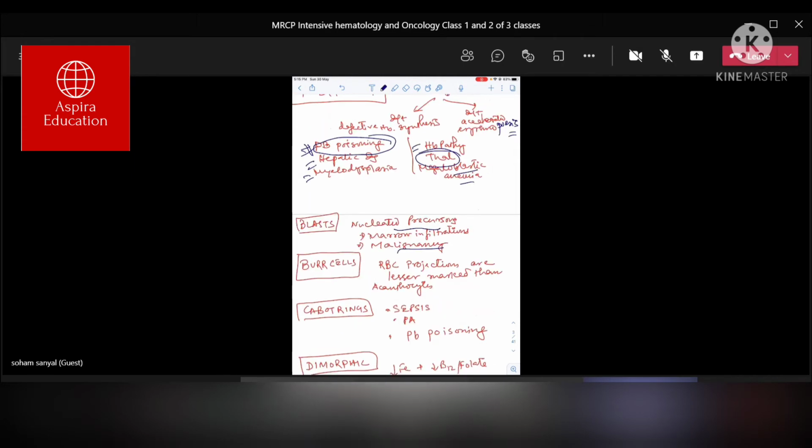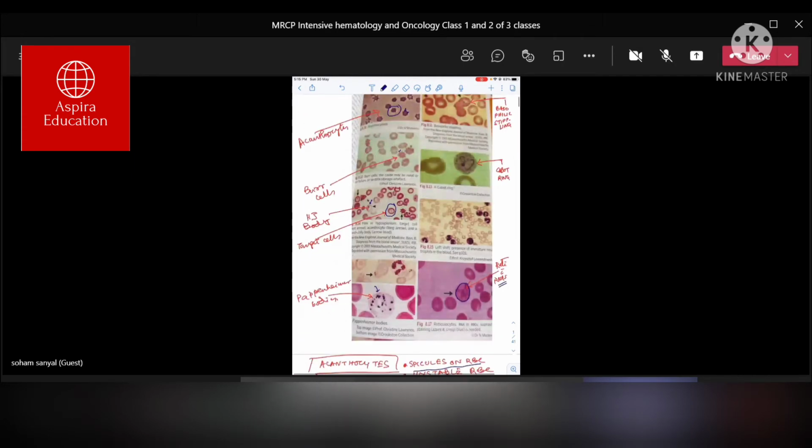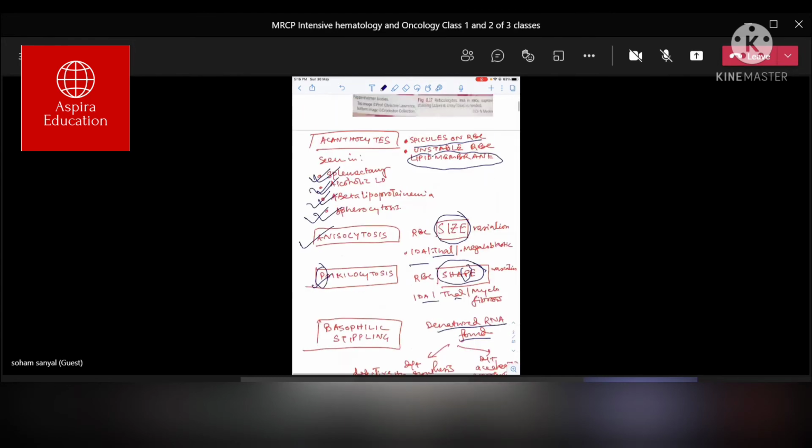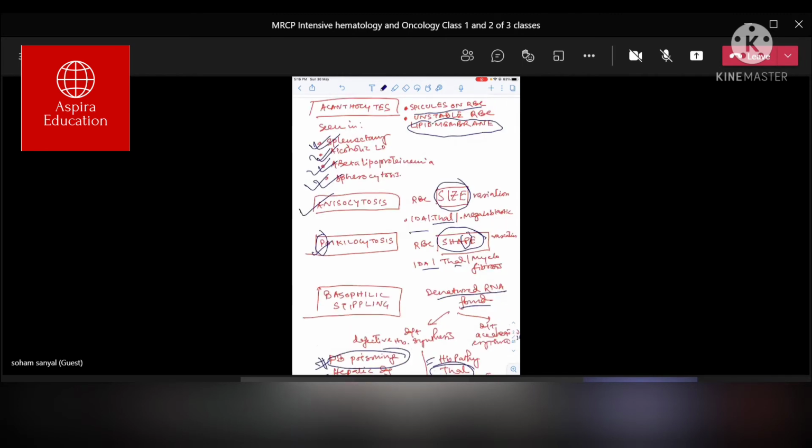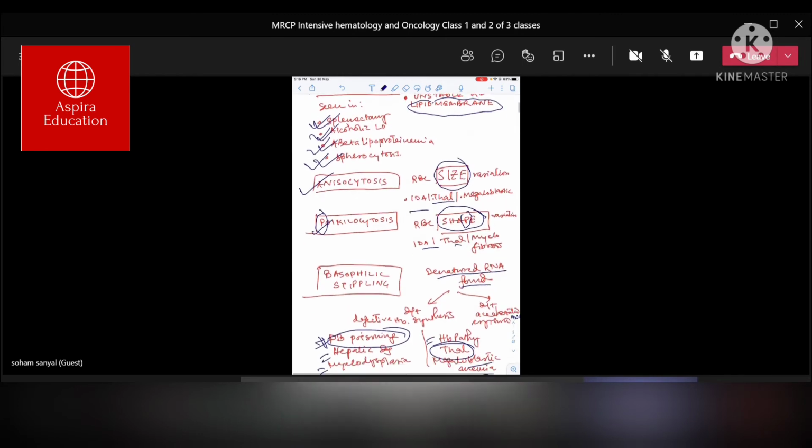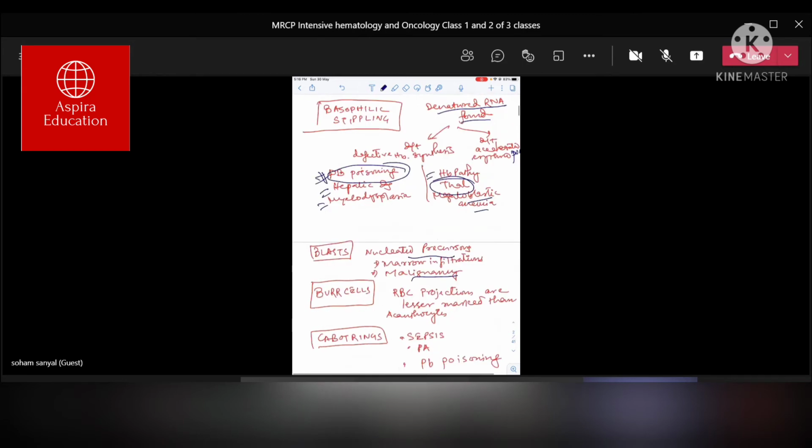Moving to Burr cells, we have already seen the Burr cells. Once again, look at the Burr cells. These are the smaller, a kind of younger brother to acanthocytes. So Burr cells are RBC projections, less marked than acanthocytes. They may be found in acanthocytosis itself, and can also be found in CKD.